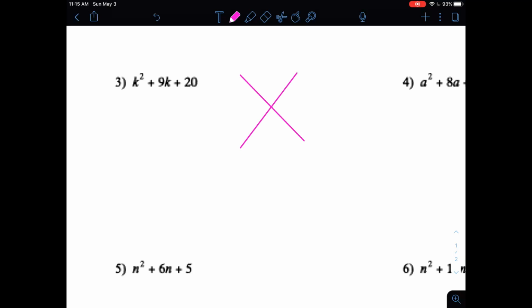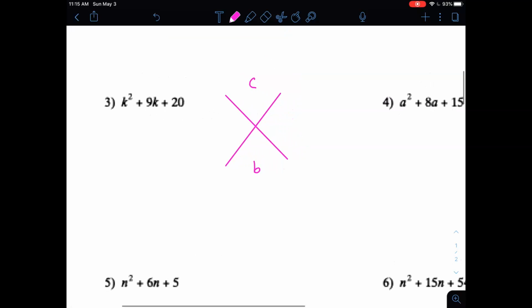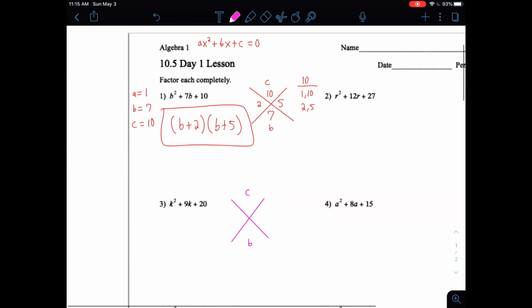Okay, so what's going to go on top? We put C on the top, we put B on the bottom. Sorry, I don't know if I mentioned that. I think I recorded another lesson that we didn't use, but you always put C on the top and you put B on the bottom. That's going to help us figure out what's going to unfoil nicely.